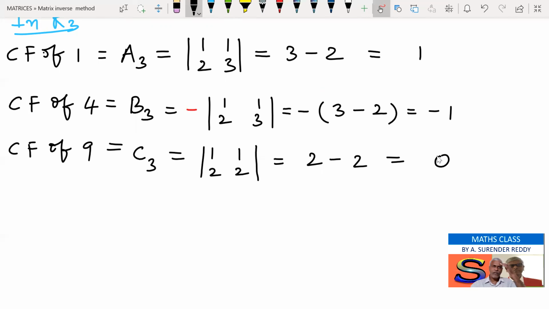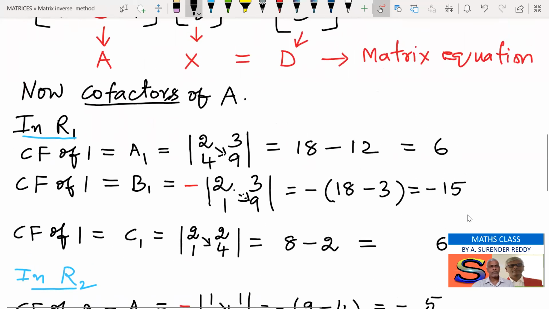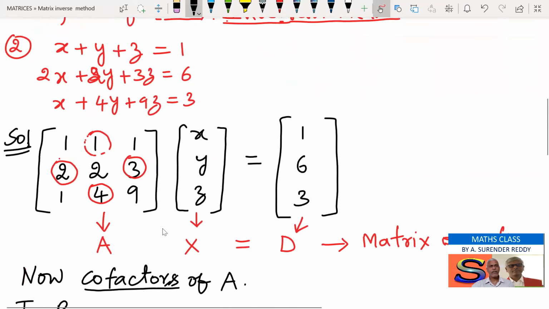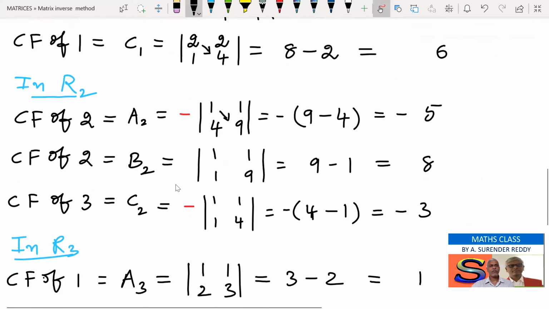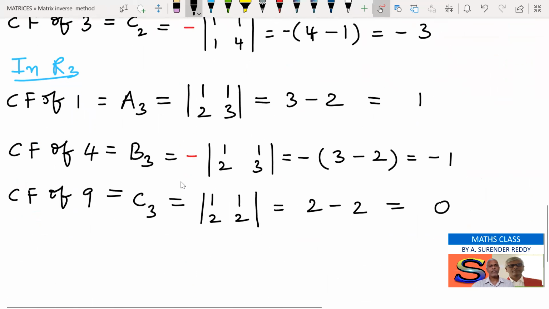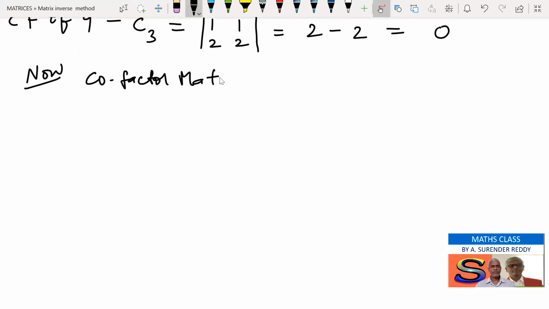So after calculating all cofactors, 9 elements are there in A, so 9 cofactors. A1, B1, C1, first row. A2, B2, C2, second row. A3, B3, C3, third row. Now let us write the cofactor matrix of A. Let us name it as B.